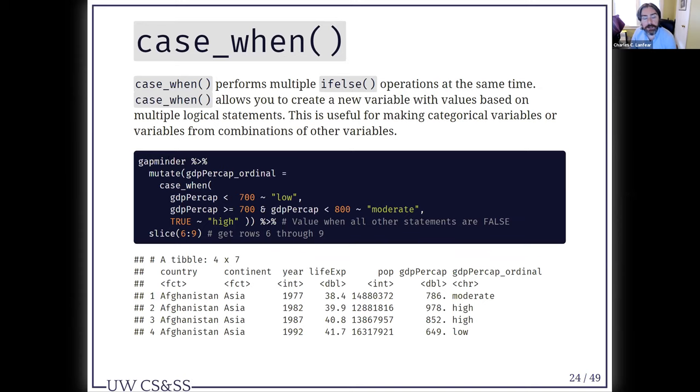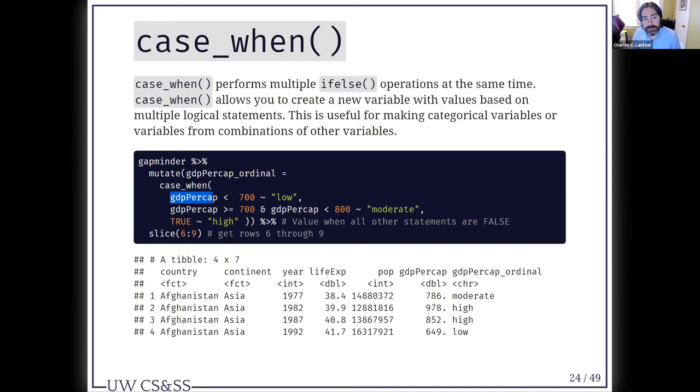Here's an example. What I want to do is generate an ordinal measure of GDP per capita, which is just going to be high, moderate, and low GDP per capita. I'm going to use some rules to do that. I say, take the Gapminder data and then mutate GDP per capita ordinal, my new measure, is equal to case when. And then in case when, I have lots of statements. I say, if GDP per capita is less than 700, assign to GDP per capita ordinal low. So the tilde here signifies a formula. If this statement is true, assign this value to the new variable.